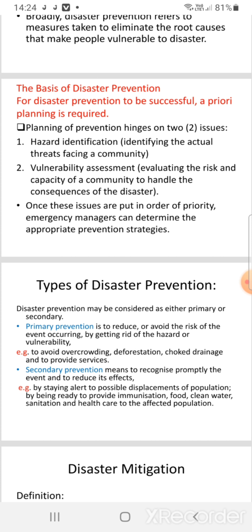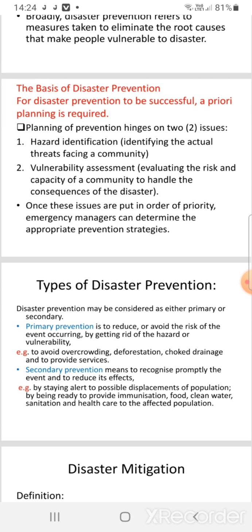You prioritize each and every activity that you have to perform. Based on the priority given, you identify the work to be done first, second, third, etc., and you will be able to complete your task. Similarly, for planning of prevention of disaster to be successful, priority planning is required.